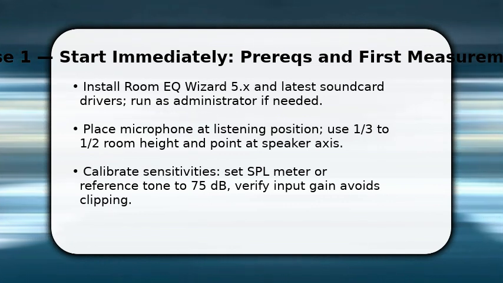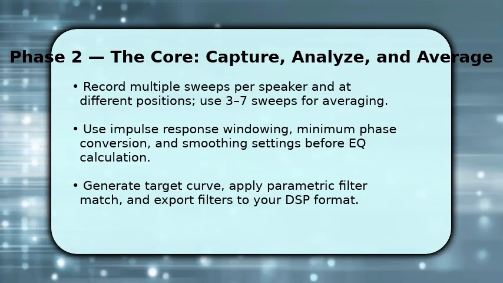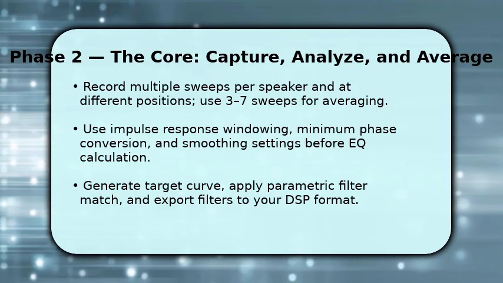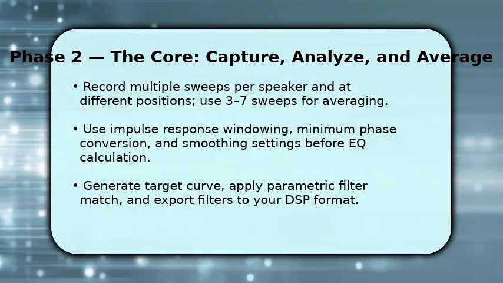Once you have clean sweeps, record a series of measurements: left, right, and a few nearby positions to capture variability. Then import sweeps into the averaging tool and create a composite response. This reduces room peak bias.